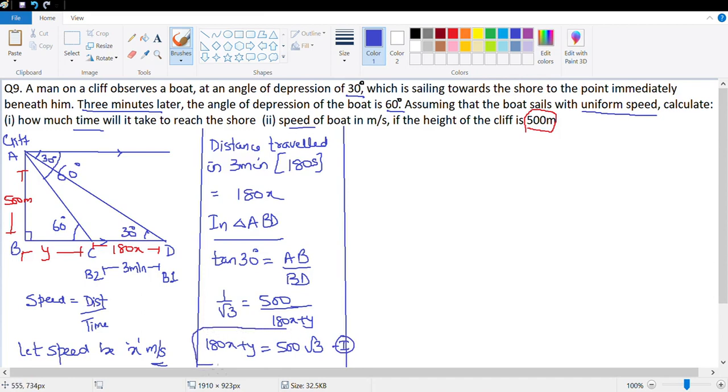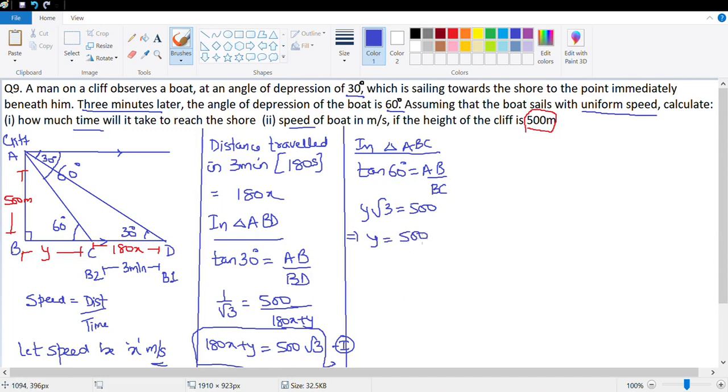And I should get another equation from the second triangle, and let's see how it helps us. So in triangle ABC, which is the second triangle, tan of 60 degrees would be equal to AB upon BC. Tan 60 degrees is root 3. So root 3 into BC, which is y, so y root 3 is equal to 500. Since I need to calculate x, let me put y as something in the first equation, which means y will be equal to 500 upon root 3. Let's rationalize it. Therefore y is equal to 500 root 3 upon 3.